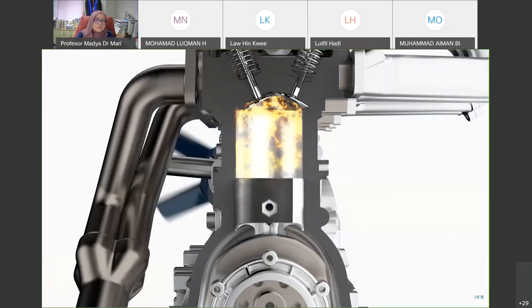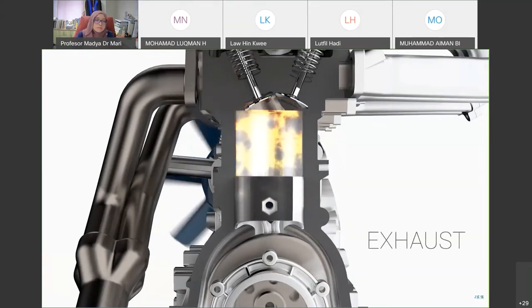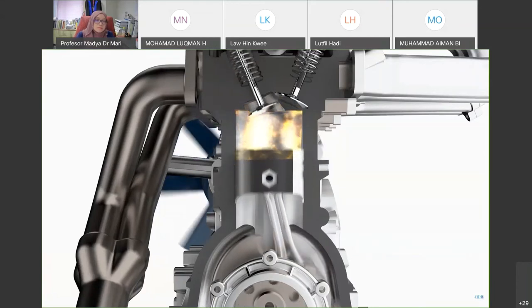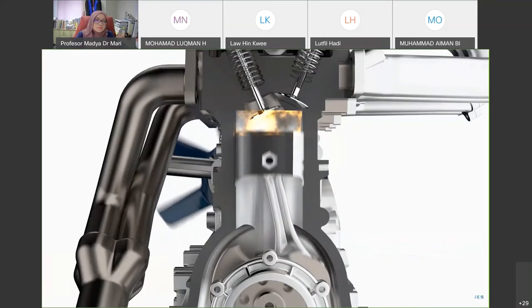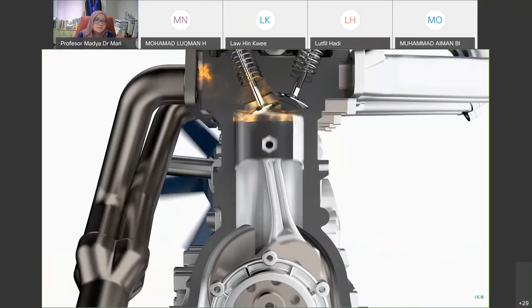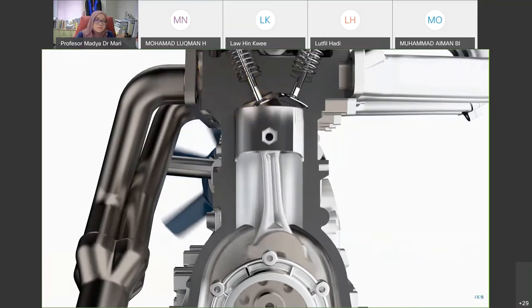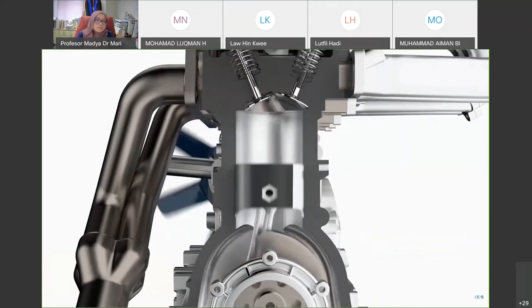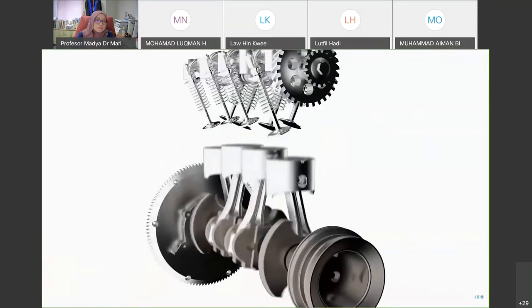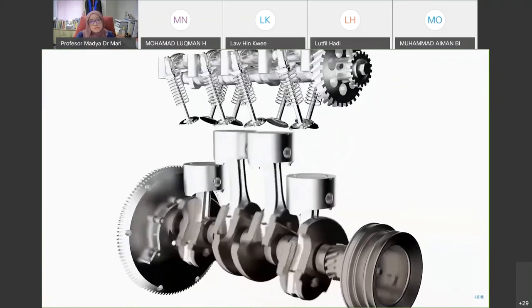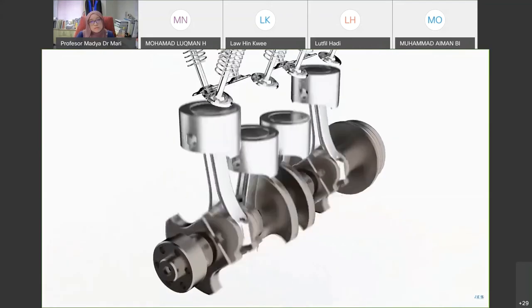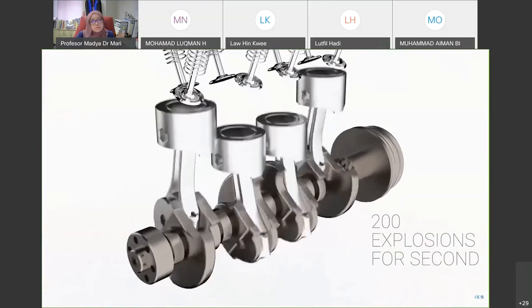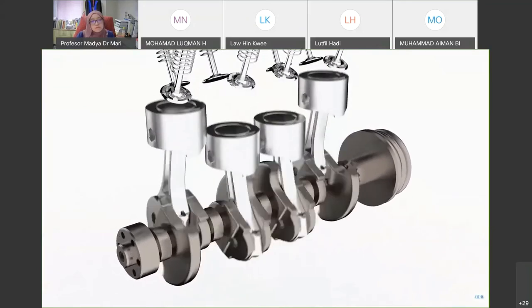Now, let's see the fourth and final stroke, which is called exhaust. During the exhaust stroke, the piston once again returns to the top while the exhaust valve is open. This action expels the spent air-fuel mixture through the exhaust valve. The four-stroke cycle is complete, but it does not stop here. At a speed of 6,000 RPM, it repeats up to 50 times per second, causing 200 explosions per second inside each cylinder of this four-stroke engine.